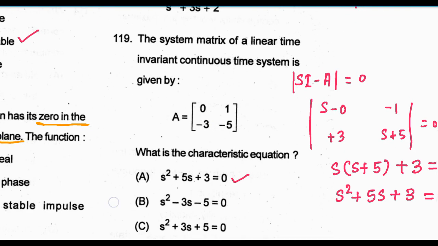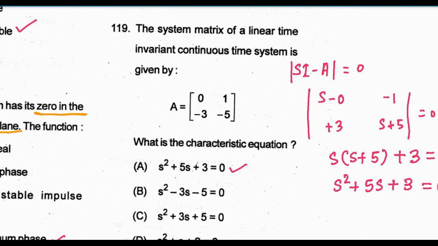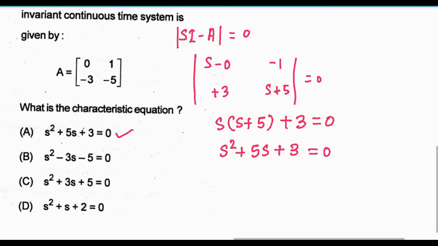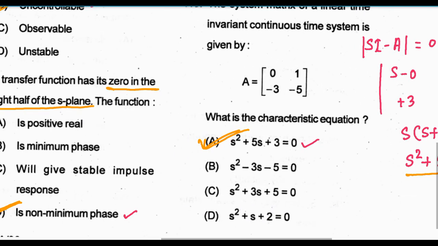Next question is, the system matrix of a linear time invariant continuous time system is given by A is equal to [0 1; -3 -5]. What is the characteristic equation? Simply, the characteristic equation is given by mod of sI minus A is equal to 0. So this will be s minus 0, minus 1, plus 3, s plus 5 is equal to 0, and if we find the determinant, s into s plus 5 plus 3 is equal to 0, and this is s square plus 5s plus 3 is equal to 0. So this is the characteristic equation. Option A is the correct answer.